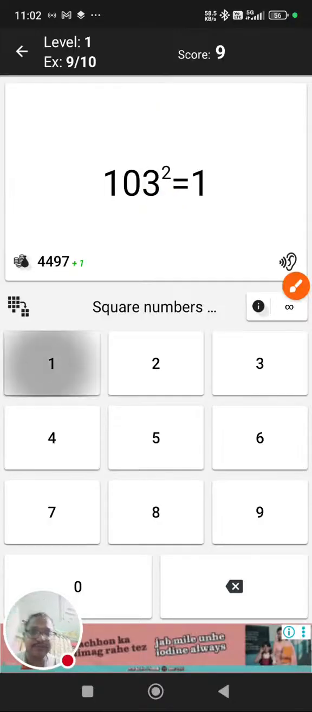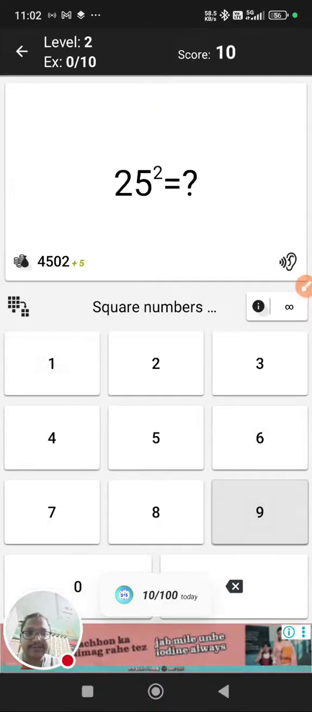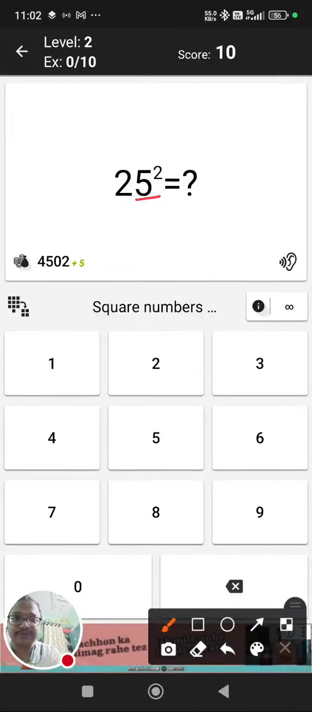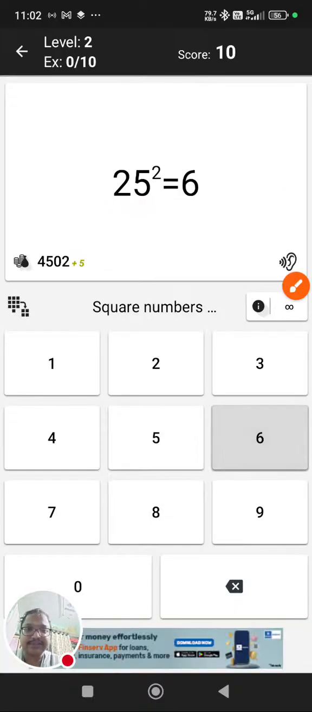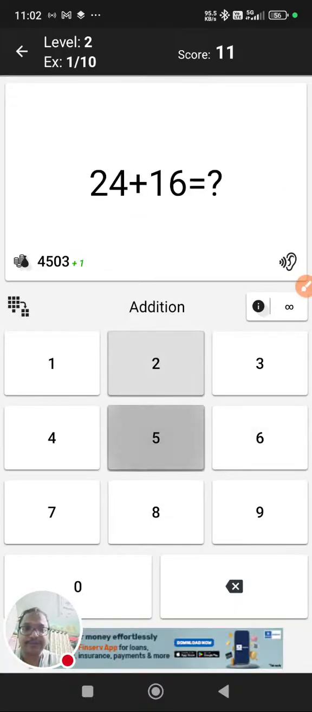10609 is the answer. 25 square. So here the unit digit is 5. So what we do is take the next number, which will be 3. So 2 into 3, which will be 6, and 5 square, which is 25. So the answer will be 6 and 5 square, 25, so 625.